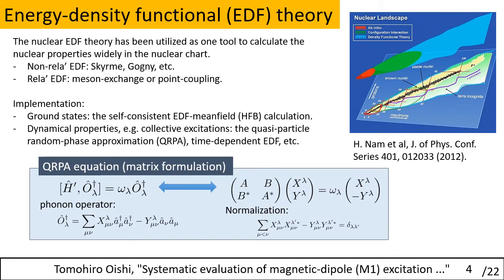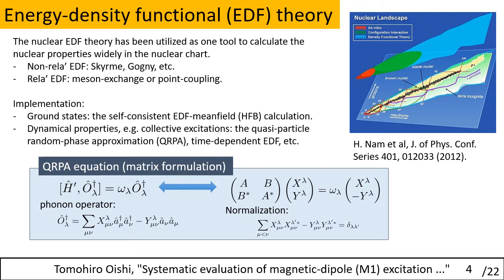Energy density functional theory. The nuclear EDF theory has been widely utilized as one tool to calculate the nuclear properties in the nuclear chart. For those two versions, that is non-relativistic and relativistic versions, the former option includes the Skyrme and Gogny, whereas the latter option includes the relativistic meson exchange and point coupling models.